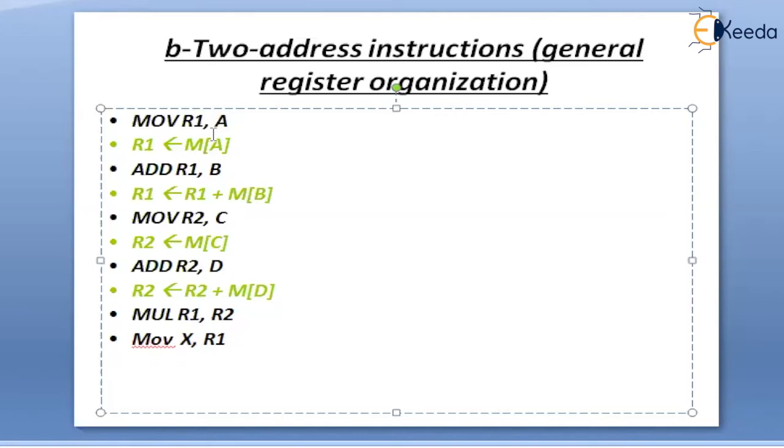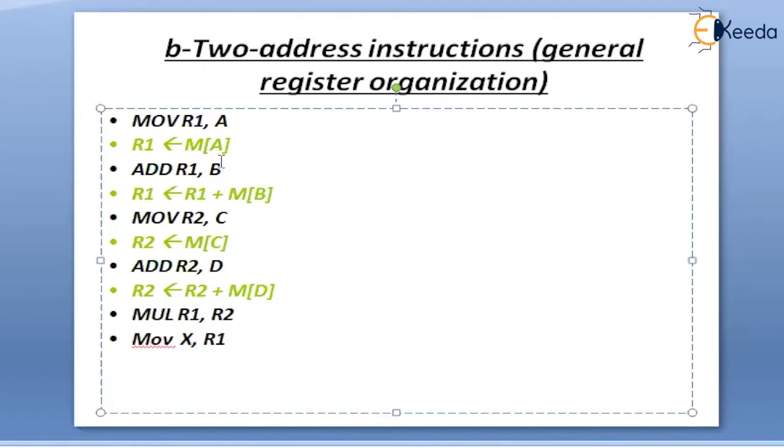Then what we'll do is ADD R1, B. B can be directly added to R1. R1 is equal to A and we are adding B. Now R1 contents will hold A plus B. Similarly, we'll take R2. We move C to R2. Now R2 is equal to C. Then we will add D to R2. Now R2 is equal to C plus D.